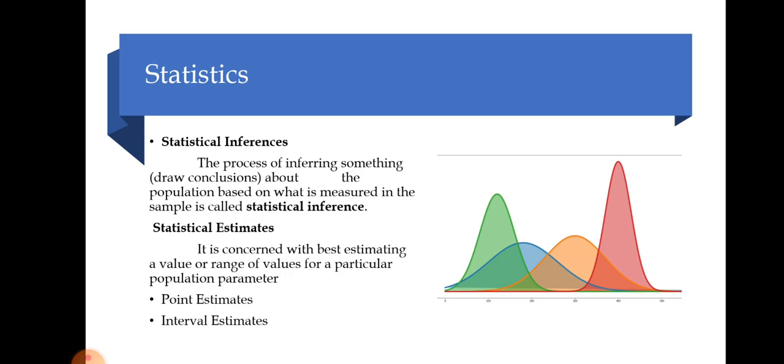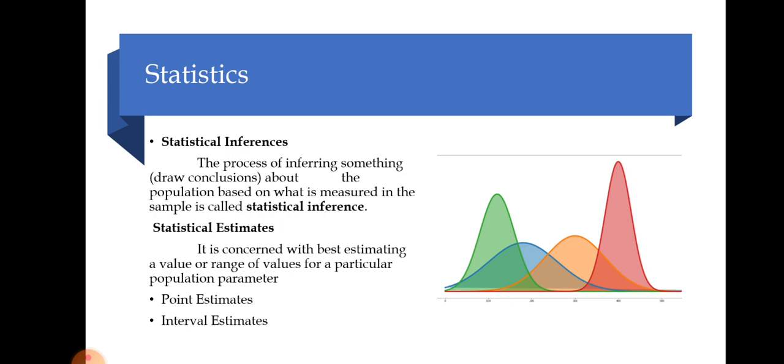Statistical inference. The process of inferring something about the population based upon what is measured in the sample is called statistical inference. It means when we study the sample, on the basis of the results of the sample we try to estimate about the population. This is known as statistical inference.